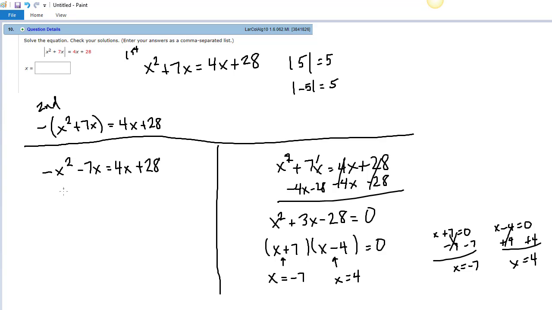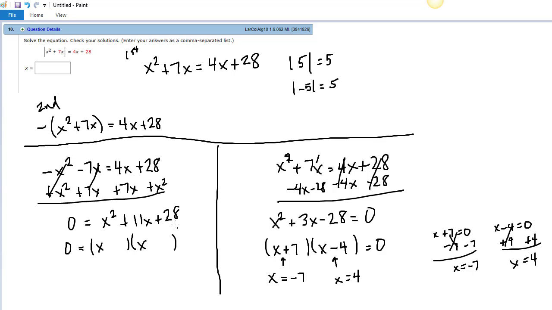Now, over on the left-hand side, I think it's going to be easier if this x squared is not negative. So instead of bringing 4x and 28 to the left, I'm going to bring the x squared and the negative 7x over here this time. So I'm going to add x squared and add 7x. In this case, we get x squared plus 11x plus 28. Now, what multiplies to give 28 and adds to give 11? 7 and 4. Likewise, we solve those and realize that x is negative 7 and x is negative 4.